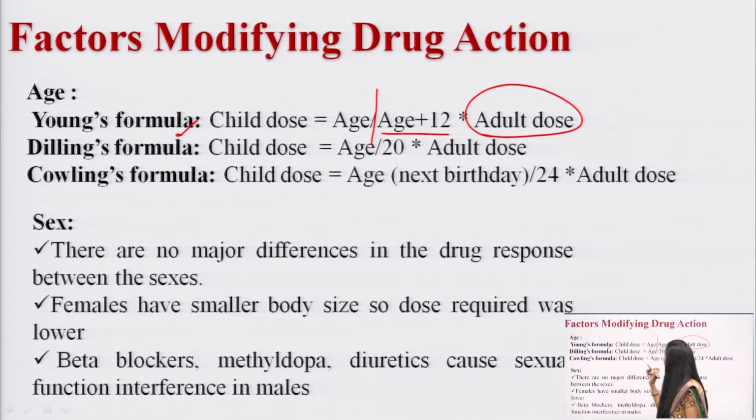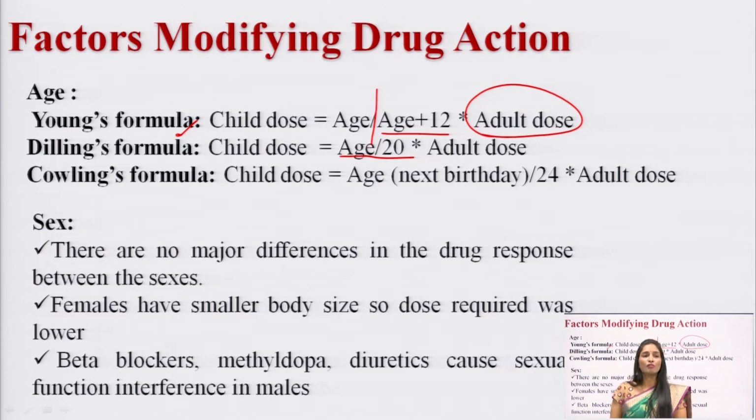Dilling's formula is very simple here: the age divided by 20, into adult dose. So, for example, if the age of a particular child is 5 years, it should be divided by 20, and multiplied by the adult dose you are giving. You can calculate the child dose, which is Dilling's formula.